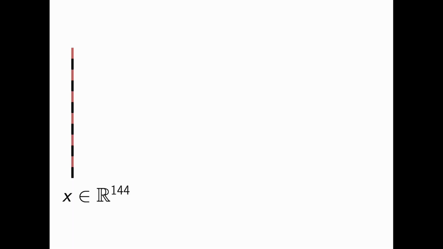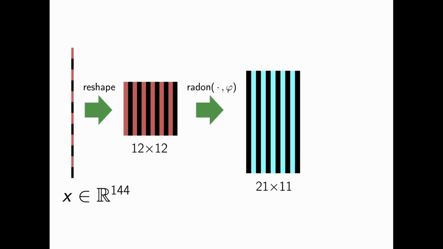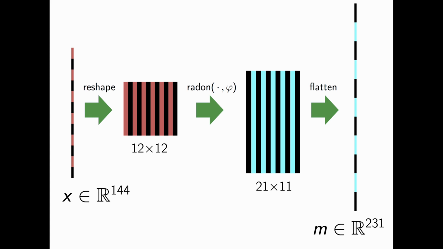Now we can map any image style 144 vector into a sinogram style 231 vector as follows. Reshape the vector X into a 12 by 12 pixel image. Apply the radon routine to get a sinogram of size 21 by 11. And then flatten the sinogram into a vertical vector. Note that all of this happened without any matrix A. We just used the tomographic radon routine.